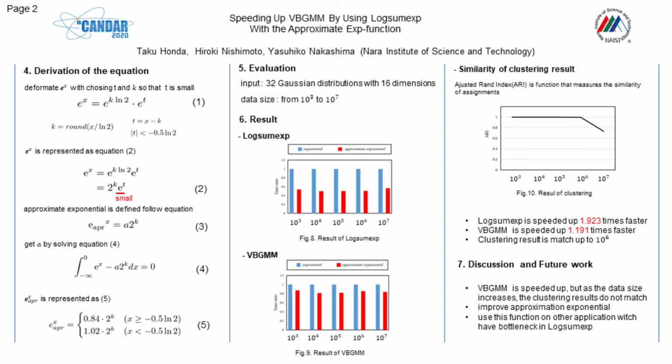Next, section 6 is the result. The following figure 8 and 9 shows a comparison of the computation time between original exponential and approximate exponential. Figure 10 shows the clustering result by using ARI. ARI means adjusted rand index, which is a function that measures the similarity of assignments.